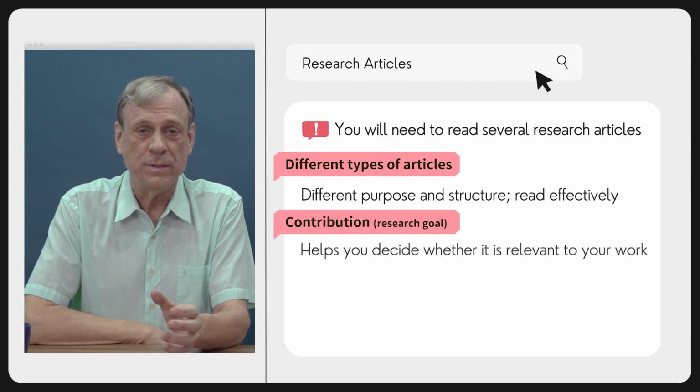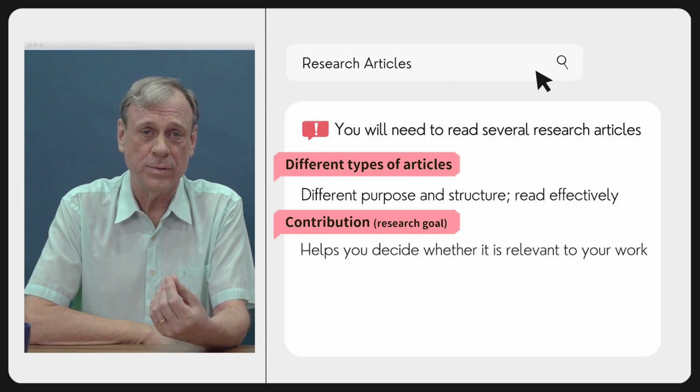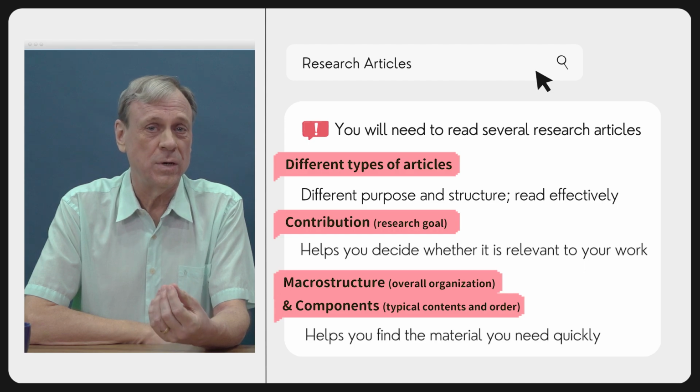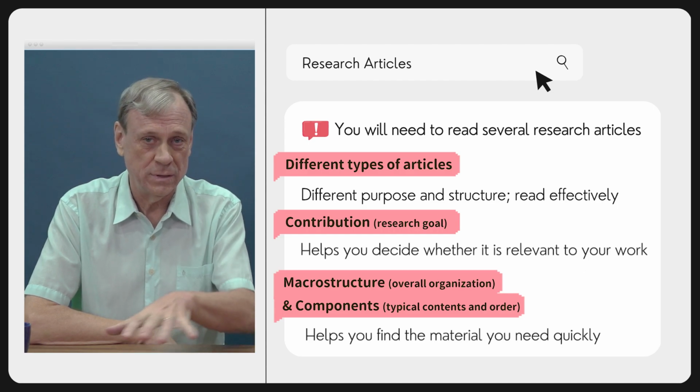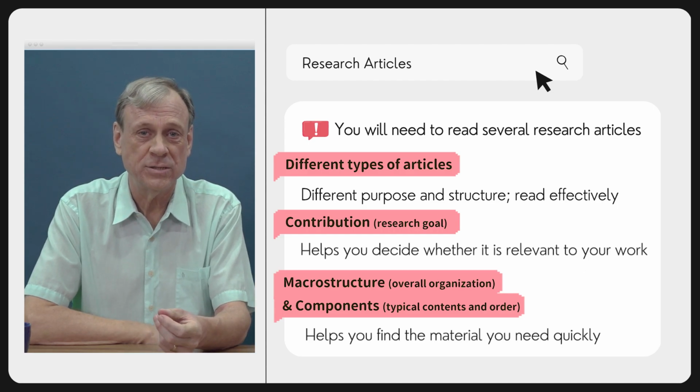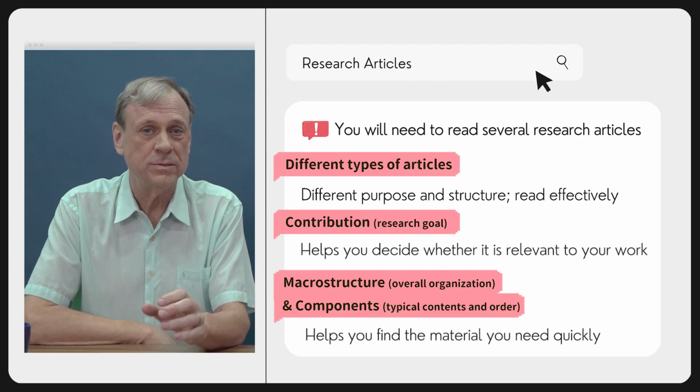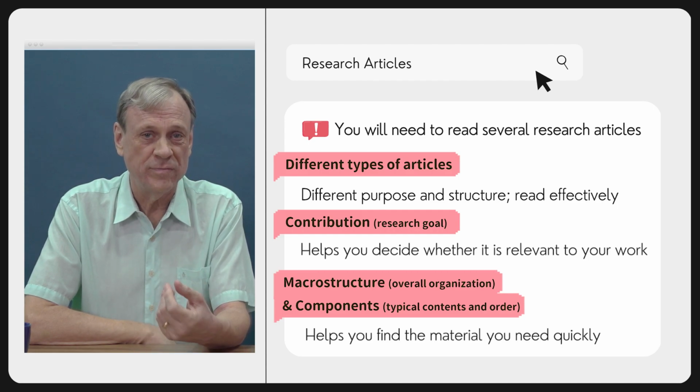The contribution is important because that tells you whether you want to read that article or not, what you're going to get out of it. And then the particular structure, the macro structure, which is the overall structure of the sections, and the particular things that you find within it are important for helping you read that article effectively.